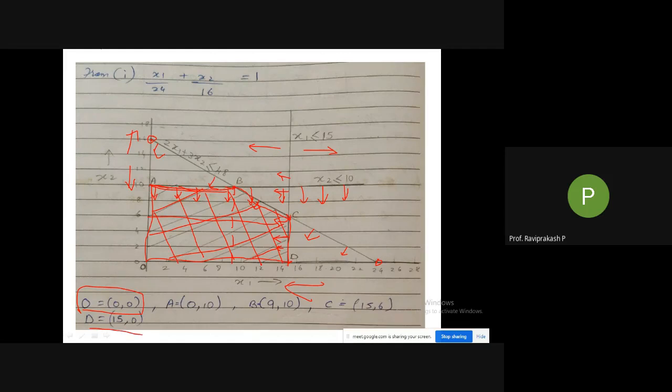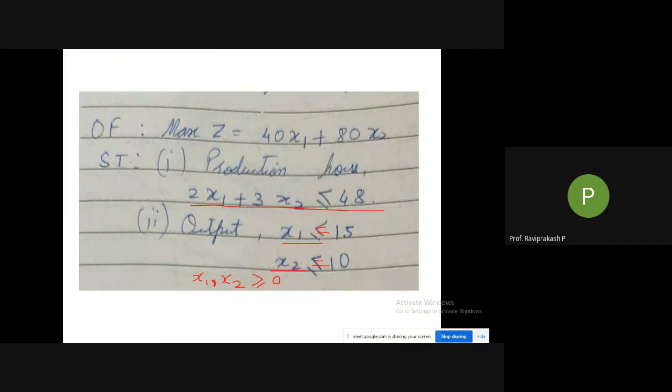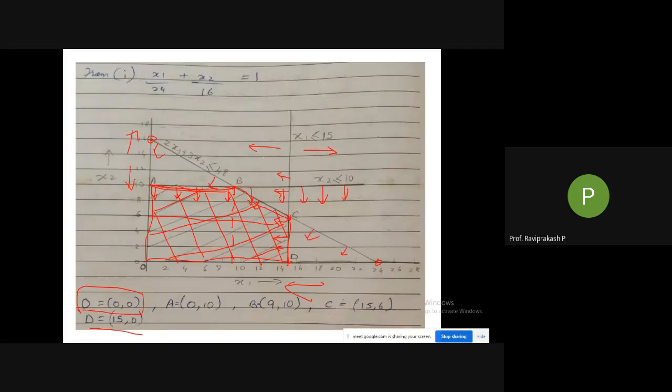So substitute these in this particular equation. The equation is given to you. See here, what is the equation? 40x1 plus 80x2. Then find out. What have they asked? Max z. So out of this, find out the maximum. I have not done that part. You can do it later.